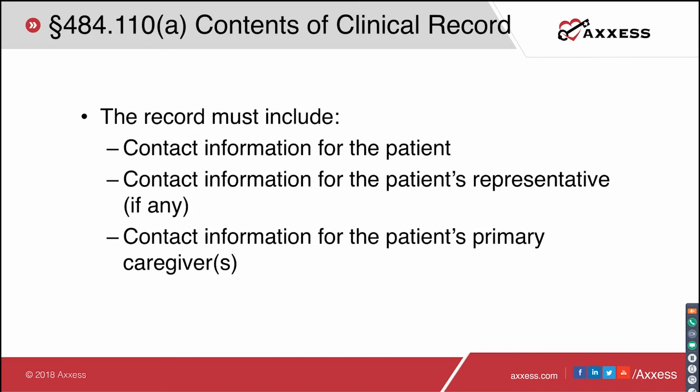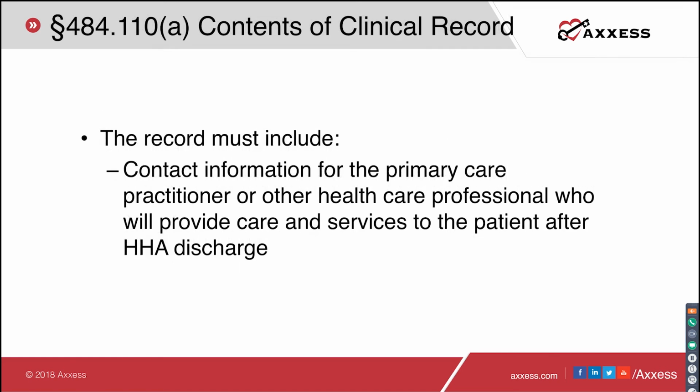And again, we have prompts in our agency core updates to help you remember at the very moment of referral that you need this information. And if you have it, you can go ahead and record it then. And then we must also have the contact information for the primary care practitioner or other healthcare professional who's going to provide care and services to the patient after agency discharge.